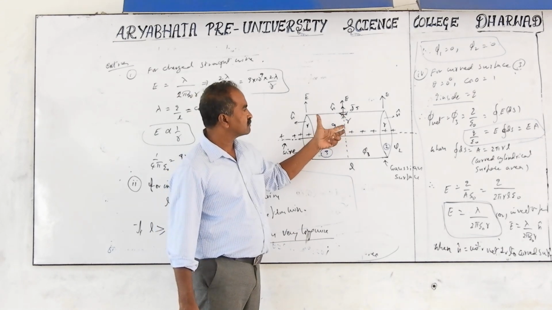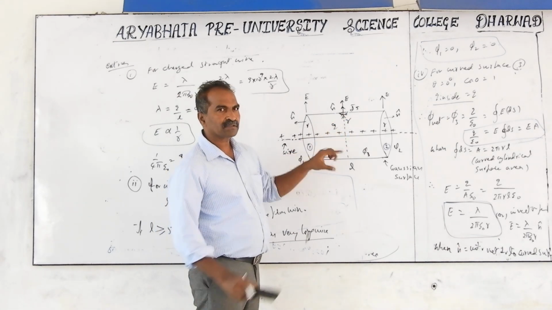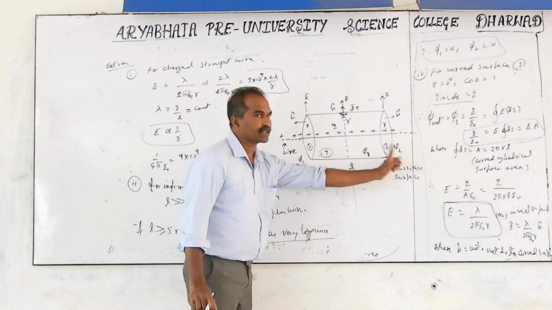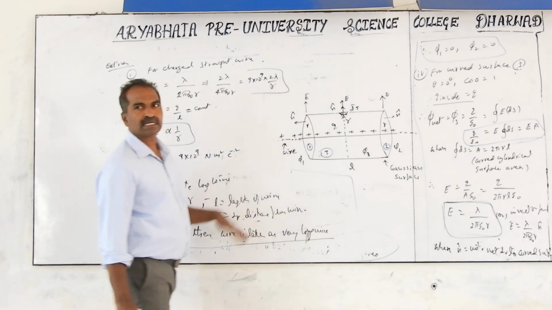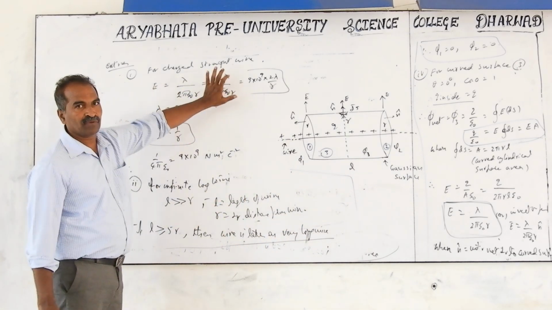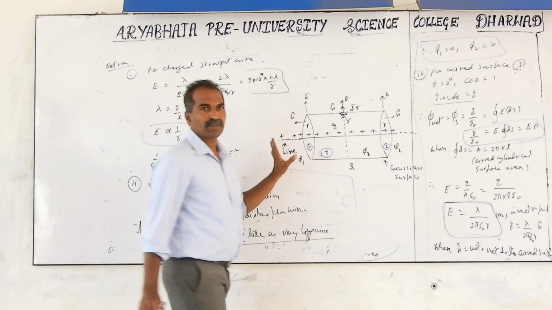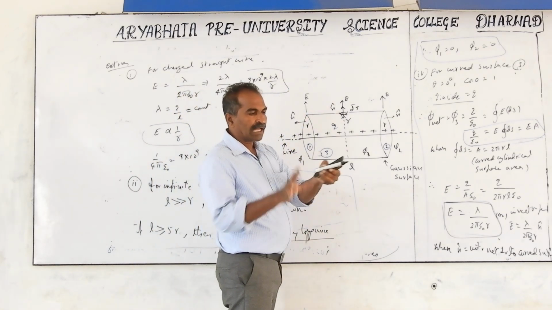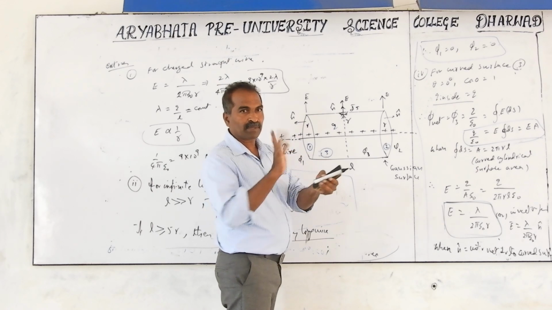R is the radius, or any distance you take from the wire. If the distance from the wire is very small compared to the length of the wire, then we consider it a long wire and these formulas are applicable. Otherwise they are not applicable. If R is very large, say I have taken a small wire and I want the electric field, I cannot apply that. This formula is not applicable.